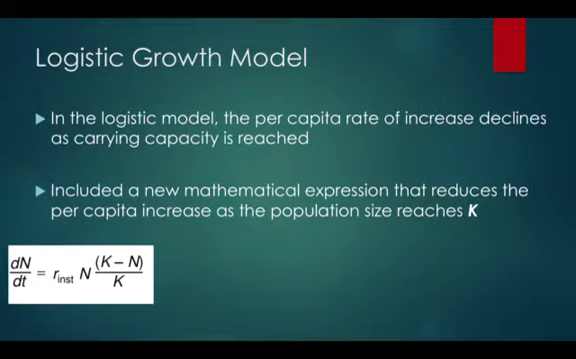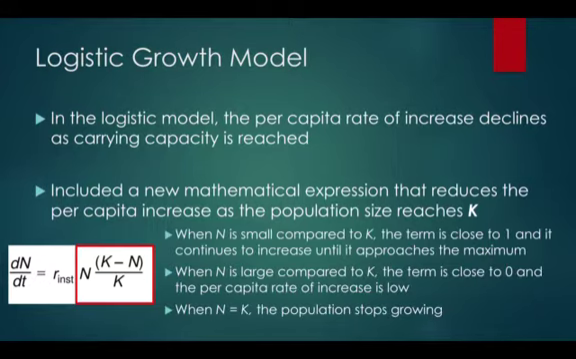In the logistic model, the per capita rate of increase declines as carrying capacity is reached. So it includes a new mathematical expression that reduces the per capita increase as the population size reaches K. I realize that I am saying a bunch of mathematical things, and this is a biology class, and I want to emphasize now, I am not going to ask you any type of mathematical question on an exam. I might ask you what K means, I might ask you what N means, but I am not going to ask you to do any math in our exams.